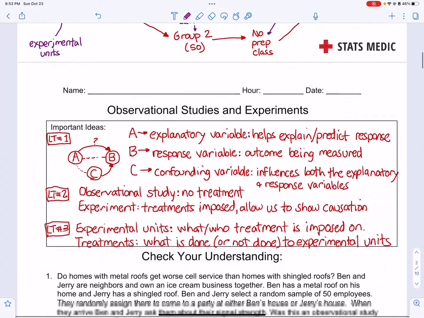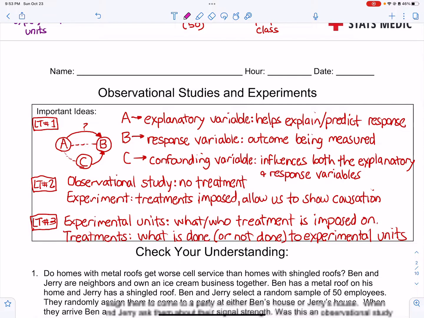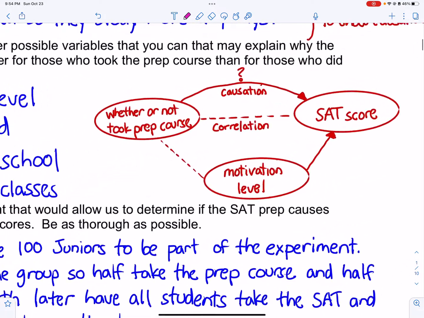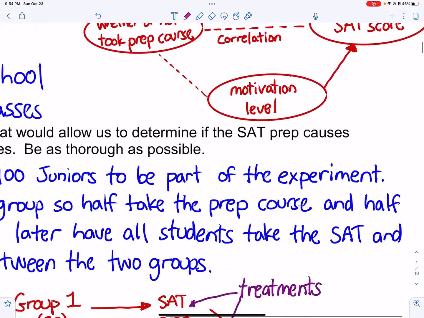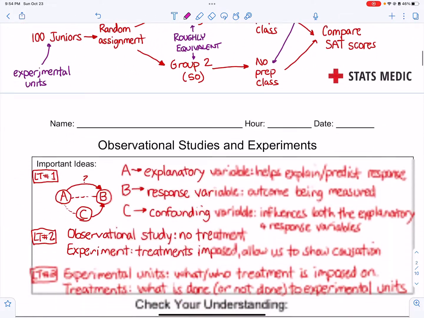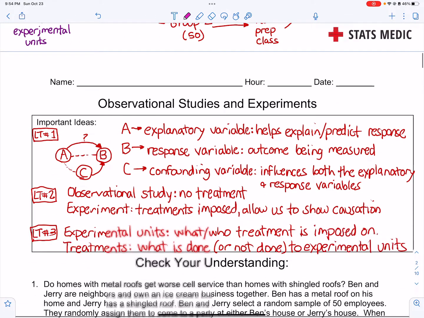So this is what you're going to have to write down. You might want to put this on pause. But learning target 1, the A, B, and C, that's just saying what I was showing you back here: did the explanatory cause the response, or did some confounding variable? And that's what this shows you here.